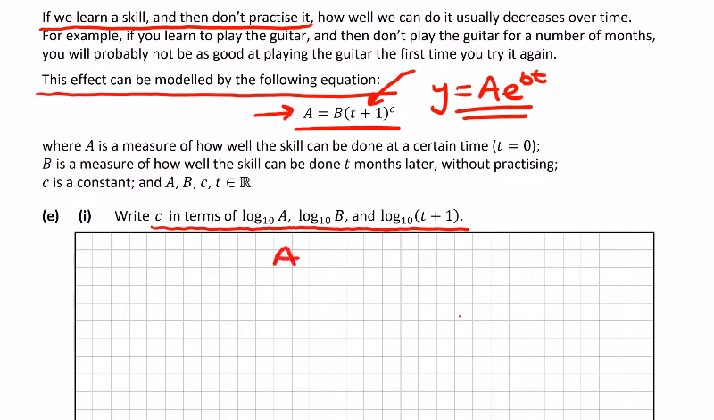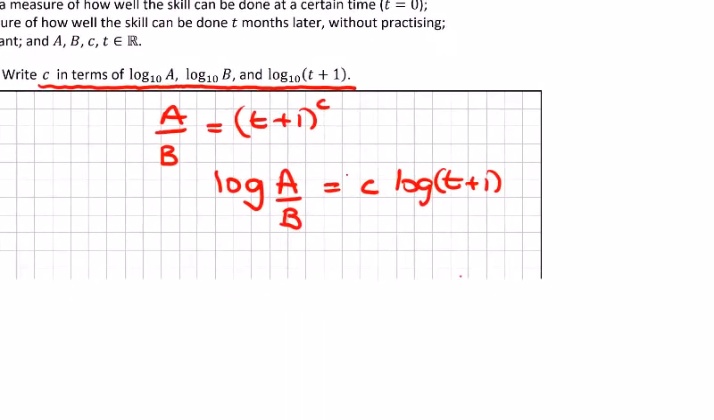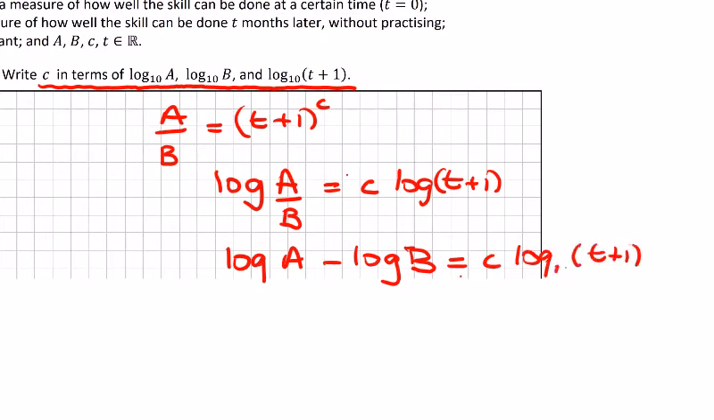So I'm going to divide by B. A over B is equal to (t + 1) to the power of C. Then if I take the log of both sides, I get the log of A over B is equal to C times the log of (t + 1). The division of logs is a minus, so the log of A minus the log of B is equal to C times the log of (t + 1). I'm just going to put the 10s in. That's what they want you to show.